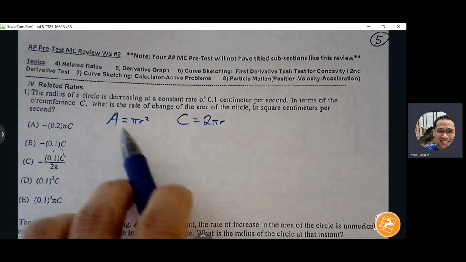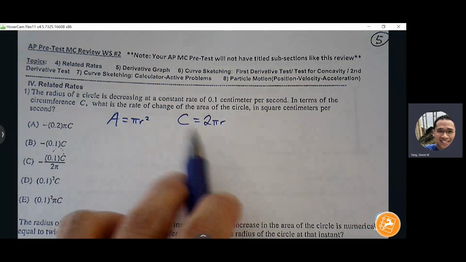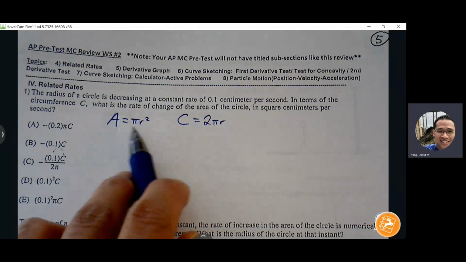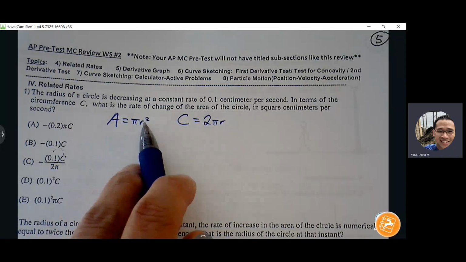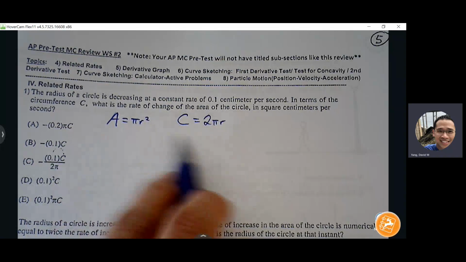And for some reason, if you forget what the circumference formula is, you can just take the derivative of your area and that'll take you to your circumference. A is pi r squared, circumference is just 2 pi r. So that's a nice connection there.